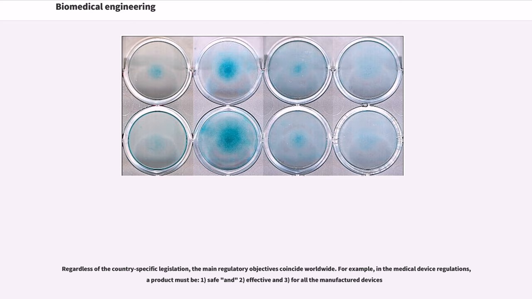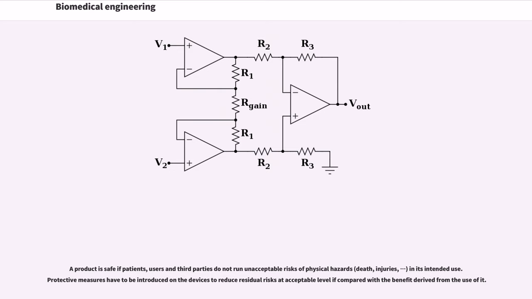Regardless of the country-specific legislation, the main regulatory objectives coincide worldwide. For example, in the medical device regulations, a product must be: 1. Safe, 2. Effective, and 3. The same for all the manufactured devices. A product is safe if patients, users and third parties do not run unacceptable risks of physical hazards, death, injuries, in its intended use. Protective measures have to be introduced on the devices to reduce residual risks to an acceptable level if compared with the benefit derived from the use of it.